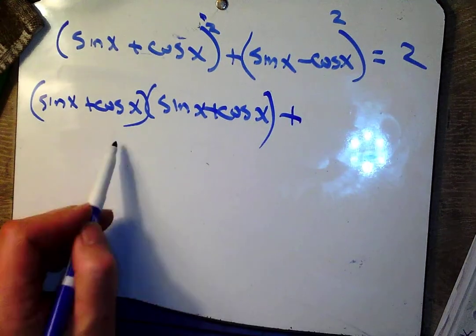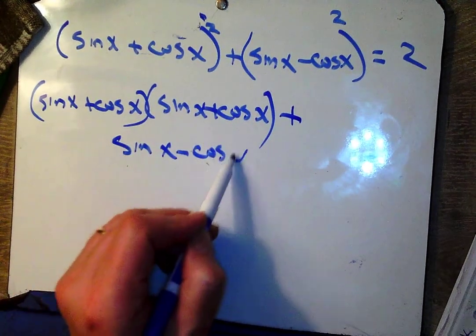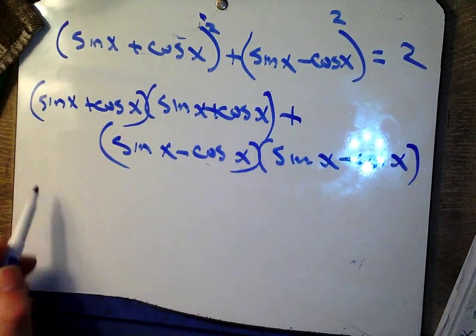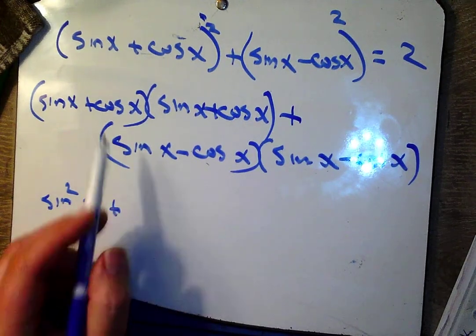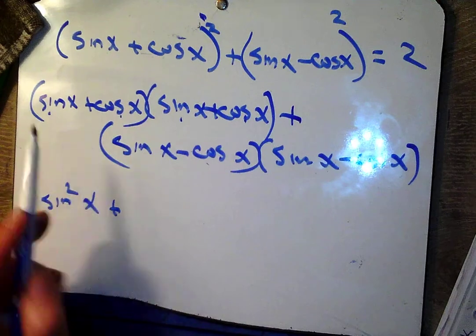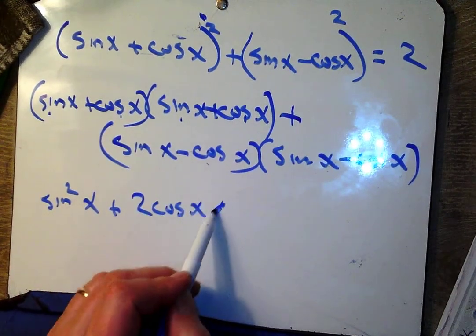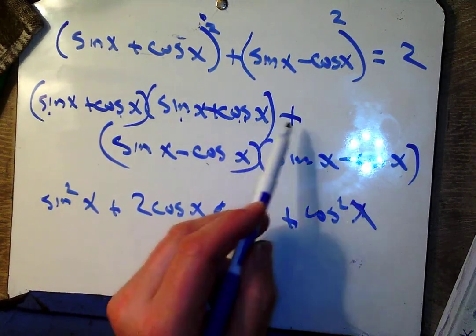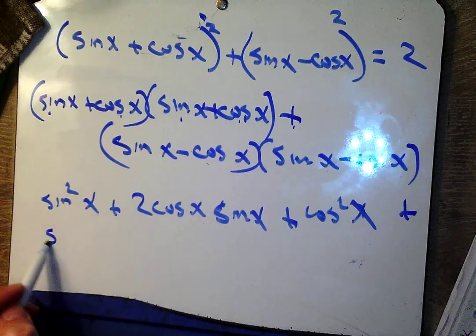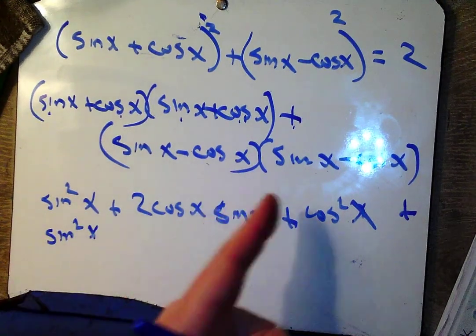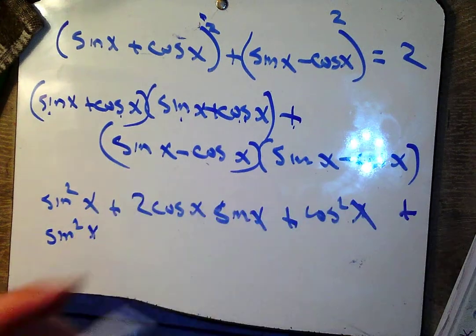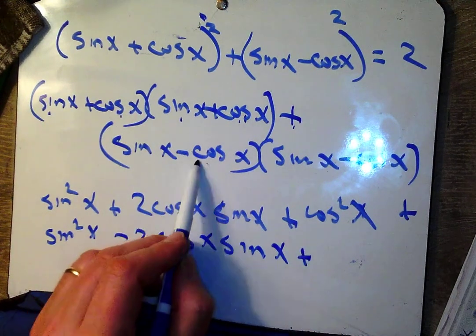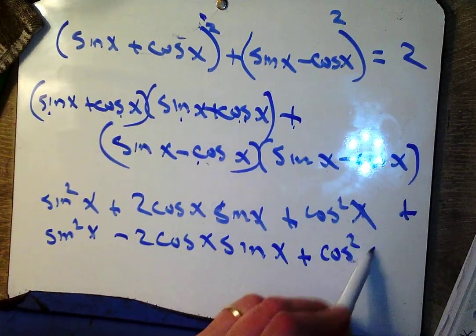Likewise here. That's going to be sine x minus cosine x times sine x minus cosine x. So when I foil, I get sine squared x plus cosine times sine, so we have 2 cosine sine, plus cosine times cosine is cosine squared. Then we have our plus sign, and now we have to FOIL this one, which is going to be sine squared. Ooh, minus cosine sine, so that's minus 2 cosine sine. And then we've got minus cosine times minus cosine is plus cosine squared.